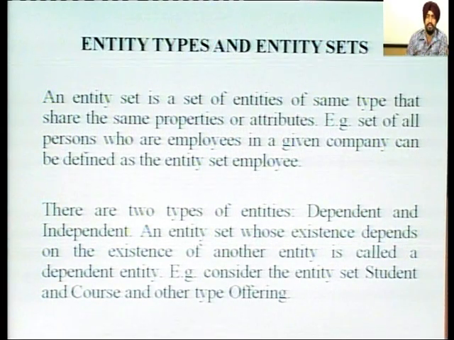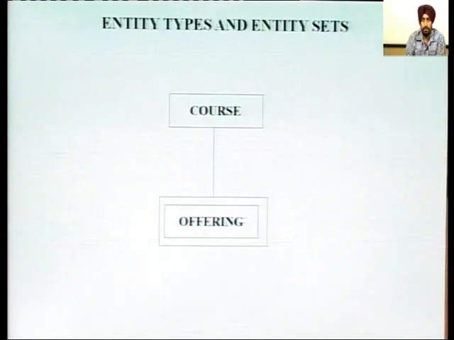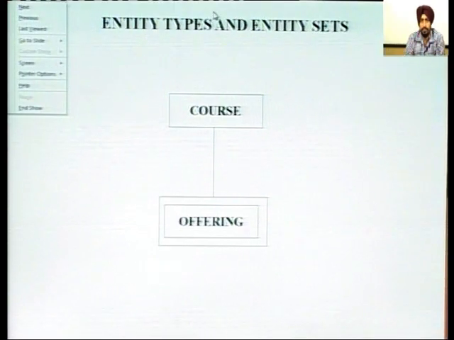Basically, the entity types are of two types. One is dependent entity and the second one is independent entity. This is the example of entity type and entity set. Like offering, course is an independent entity and offering is a dependent entity.